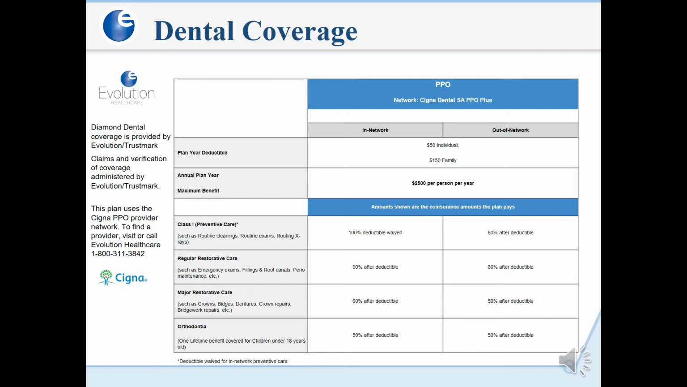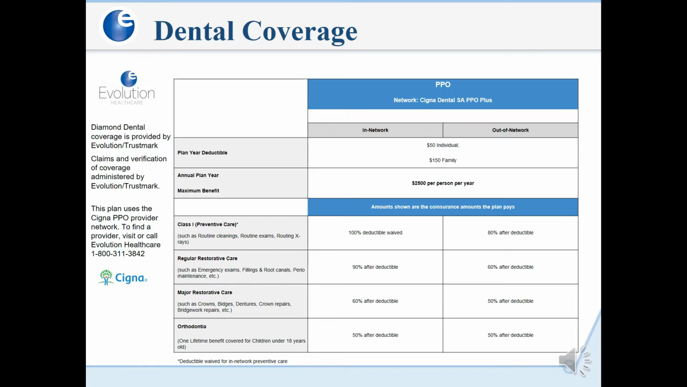Your class 1 or basic services, which include preventative routine cleanings, routine x-rays, and routine exams. And in-network, it's covered at 100%. And the deductible does not apply. Then you have class 2 restorative services or basic services, and this would be things such as root canals, fillings, emergency exams, and those benefits when in network are covered at 90% after the $50 individual deductible.